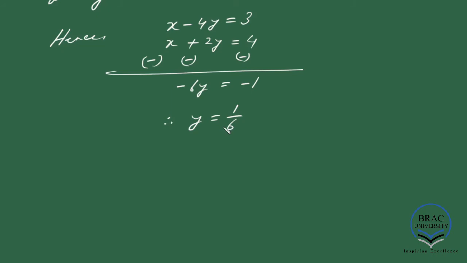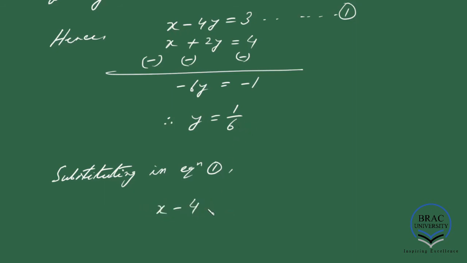Now we have found the value of y, but we don't know what x is. So I can plug this y value into this equation. Let's call this equation 1. So I can write, substituting in equation 1, what we get is we have x minus 4y, so x minus 4, and the y is 1 over 6. You can write 1 over 6, which is equal to 3.